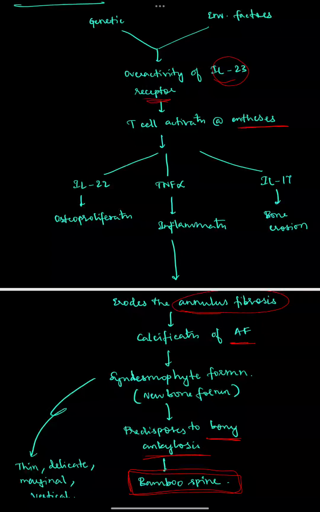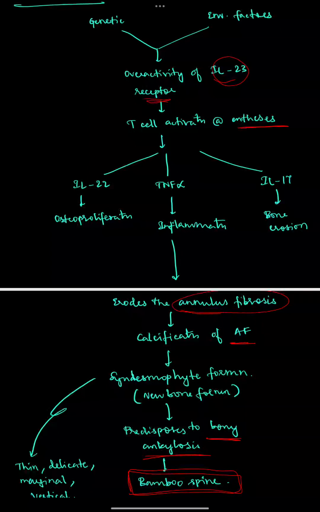TNF alpha that triggers inflammation. Interleukin 17 that is your bony erosion. Interleukin 22 that is osteoproliferation. TNF alpha produces inflammation. Interleukin 17 is causing bone erosion. So osteoproliferation is where the trauma happens and fibrotic bone forms.